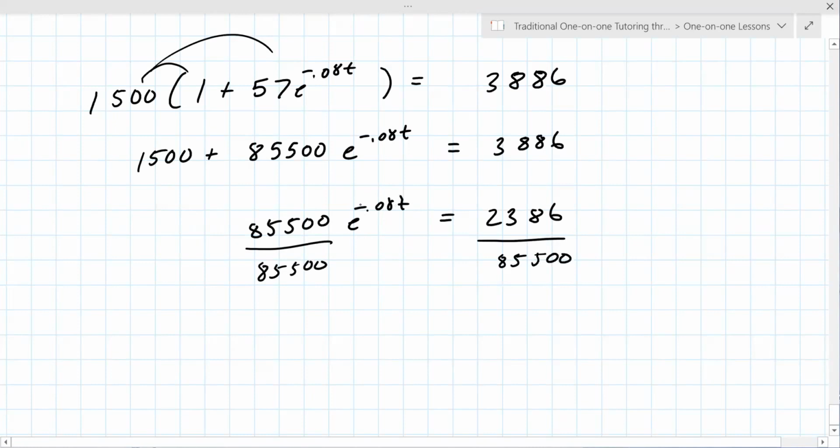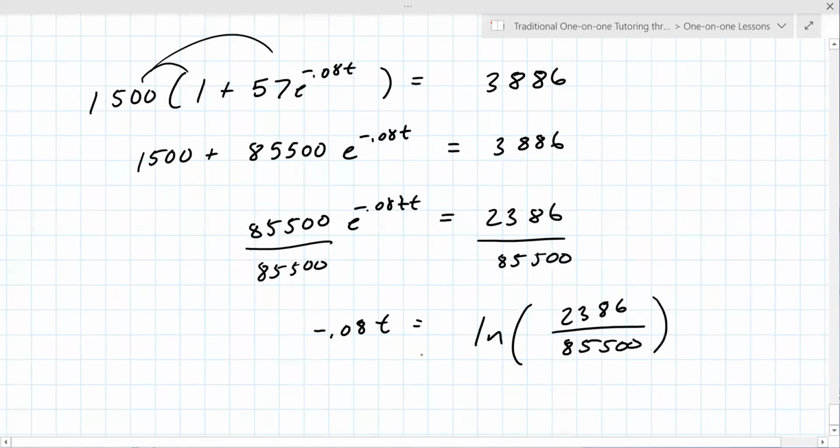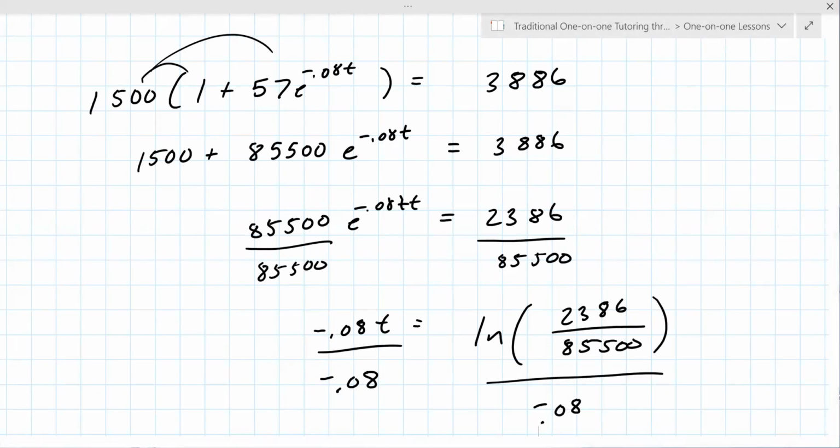By now you can probably see the next step is to take the natural log. So you get minus 0.08 t equals natural log of 2386 over 85500. Divide both sides by minus 0.08, and you get some number. Okay. If you don't get a positive number, you should just check that your signs are correct. That's one way to know if you've got the right answer or not.